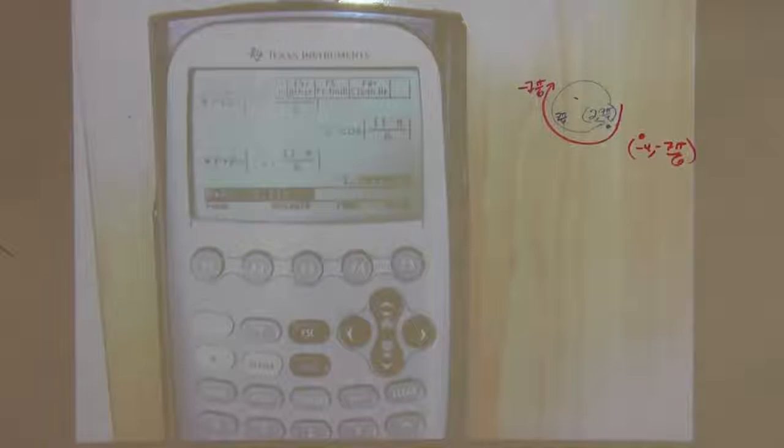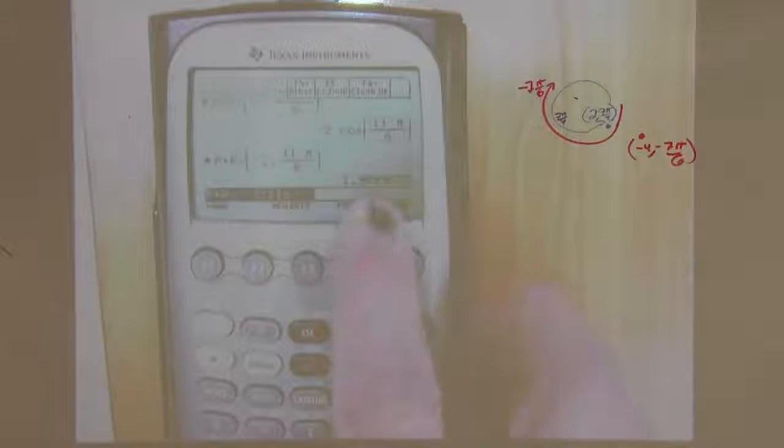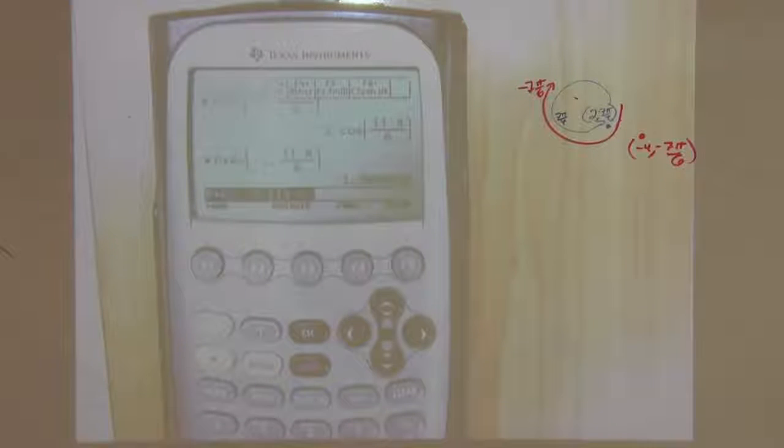Surprised it didn't give me the actual value, because cosine of 11 pi over 6 is going to be square root of 3 over 2, so negative 2 times that is negative square root of 3. So there's that value though, negative 1.9899.